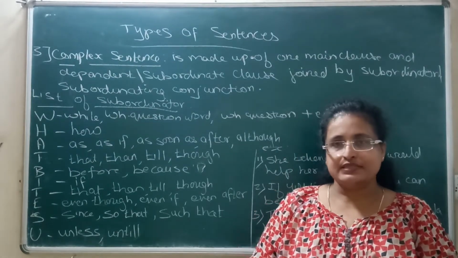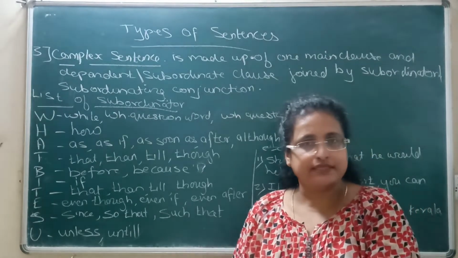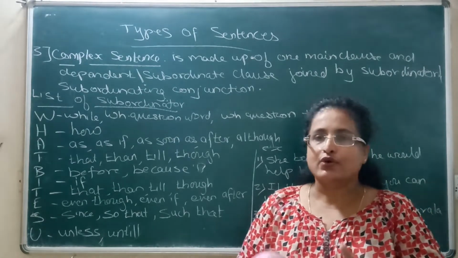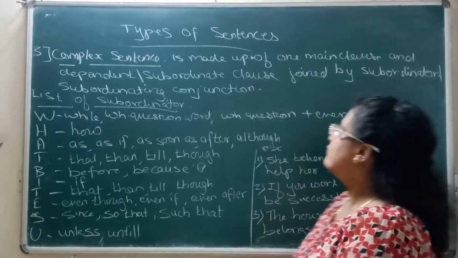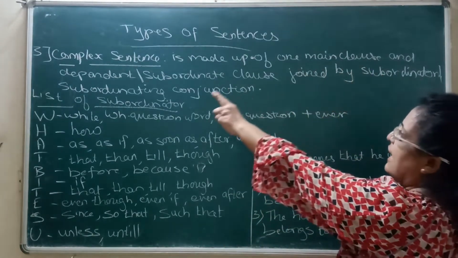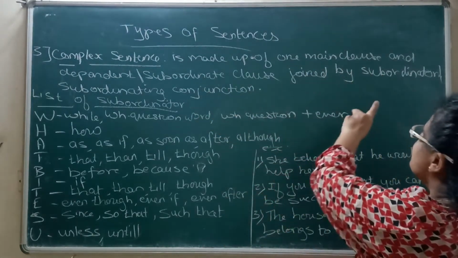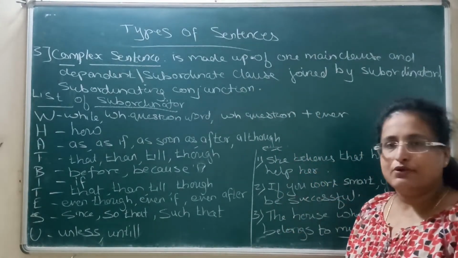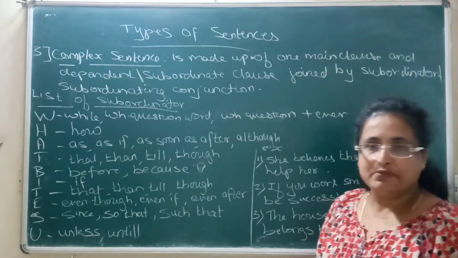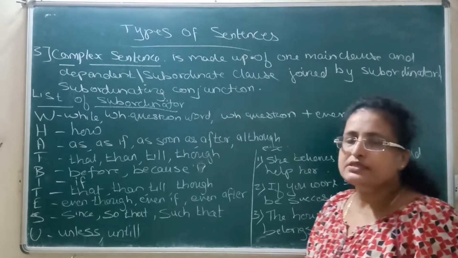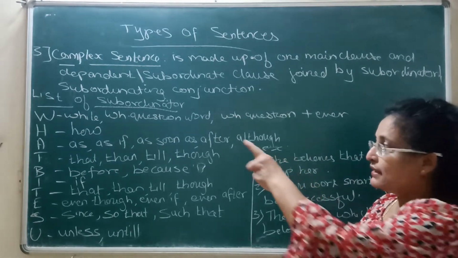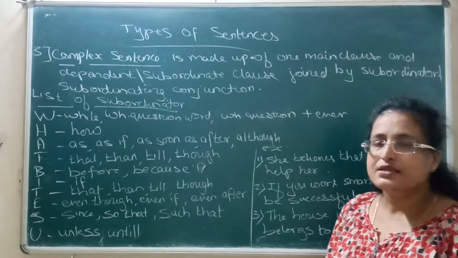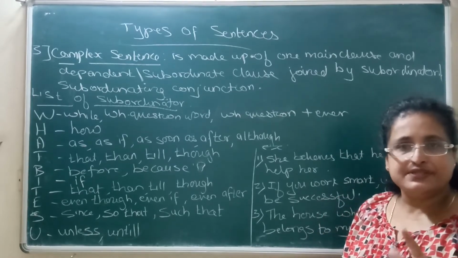So the main clause is joined to the incomplete sentence with the subordinator, and that is known as the subordinate clause. A complex sentence is made up of one main clause and one dependent subordinate clause joined by a subordinator, a subordinating conjunction. Now for this also I have made it very easy for you to remember the list of subordinators, and all the subordinators that are there in the universe are covered by this acronym. Again a very funny acronym, you can instantly learn this and it just imprints in your brain permanently.